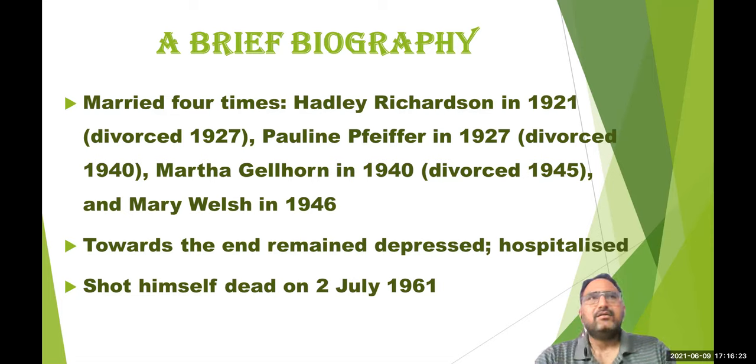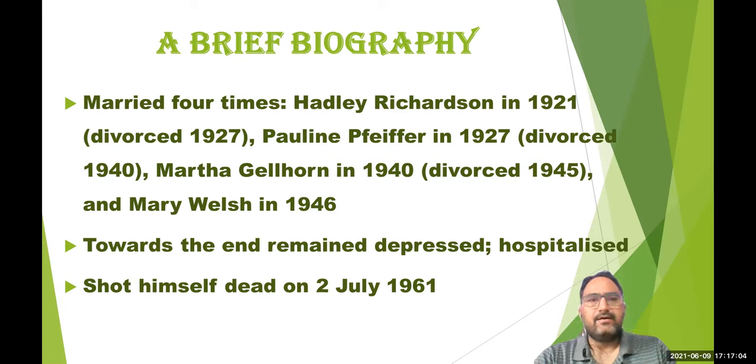And besides that, as we already know, he had met some accidents in his life as well. So because of that, he was not physically fit as well. He was hospitalized many a times, and once when he was discharged from the hospital, he came home and he shot himself dead on 2nd July 1961. Thus, one of the best writers from American literature committed suicide on 2nd July 1961. This is the brief biography of the writer.